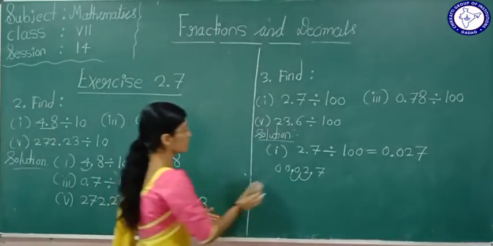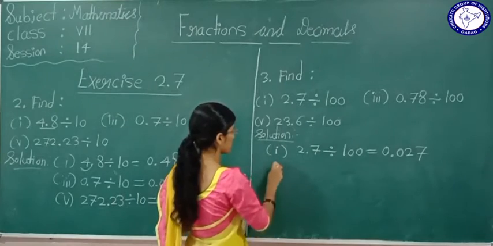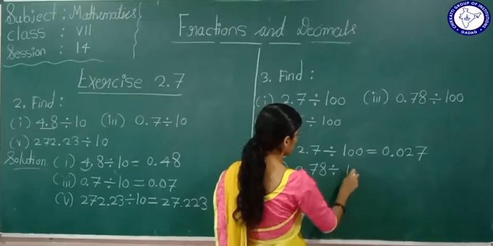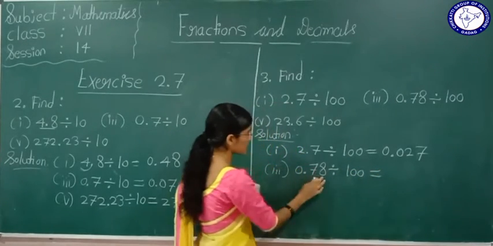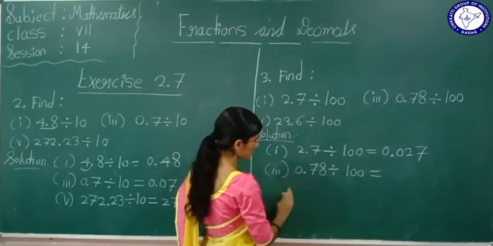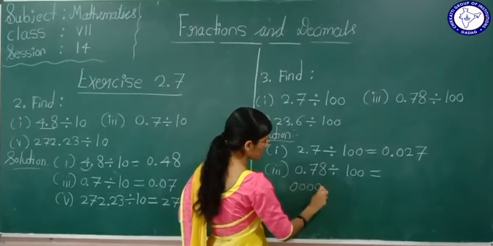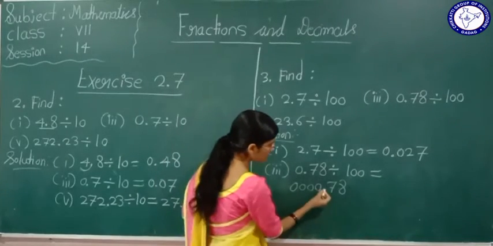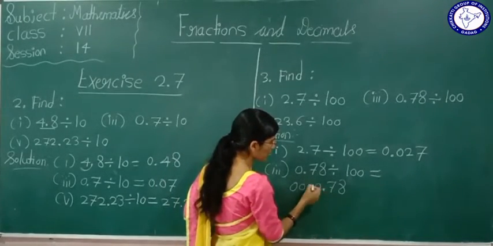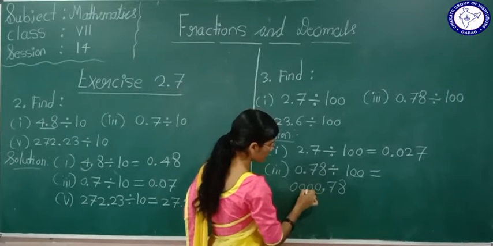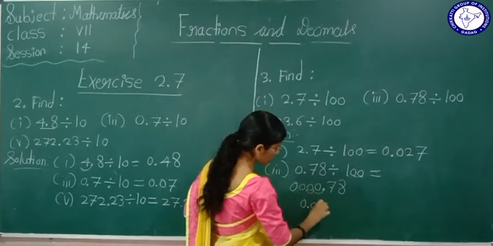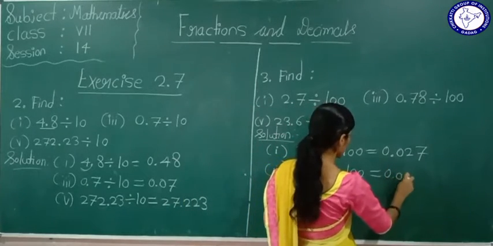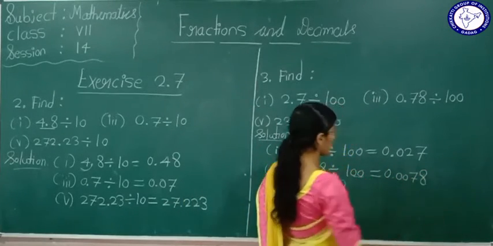Okay. Now we will see the third one. 0.78 divided by 100. So 0.78 can be written as 0.78. It is the same as 0.78 only. So shift this decimal point to the left by 2 places. 1, 2. What will it be? 0.0078.